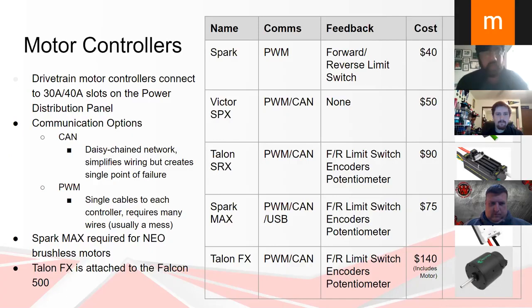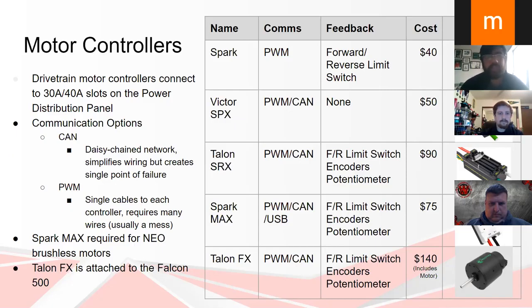You want to wire these to your higher amperage slots. You want to make sure that you're not putting it on like a 10 amp breaker, because you're just going to trip the breaker anytime your robot starts pushing something. And that's bad, because that'll cut off power for a limited time to your drivetrain, and now you're not able to move. And as we've talked about, that is paramount.